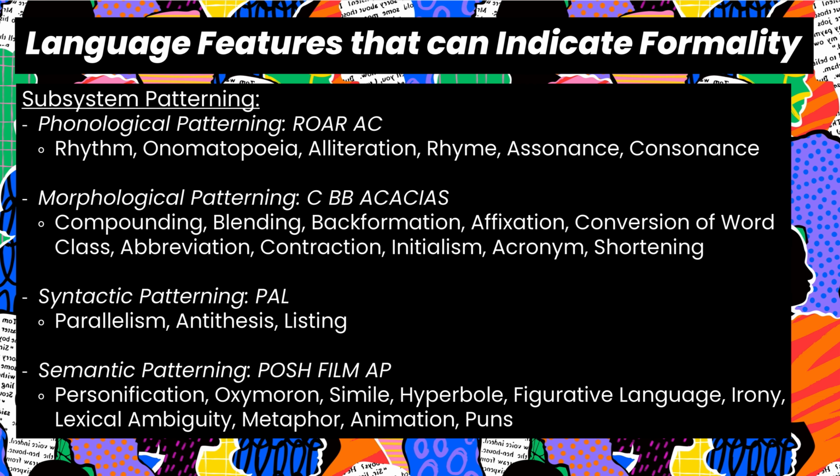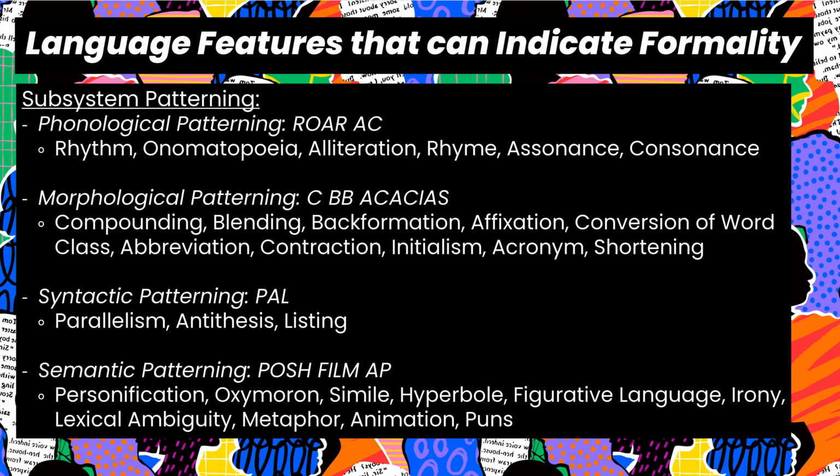Next, we have subsystem patterning. And like I said earlier on in this video, subsystem patterning is a language feature that can indicate both informality and formality. So when we're thinking about subsystem patterning, it's important to remember that this isn't just one thing. In fact, subsystem patterning includes phonological patterning, morphological patterning, syntactic patterning, and semantic patterning. Now you can see here, we've got all of the different types of patterning listed out and our mnemonic.